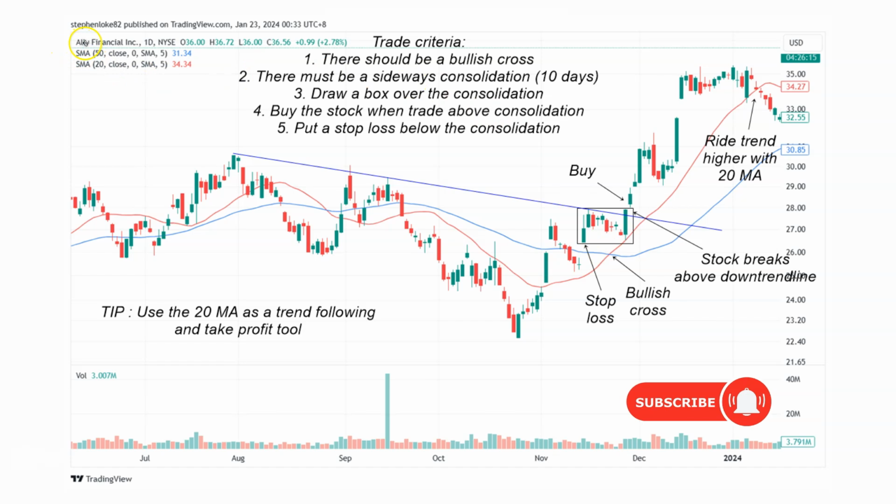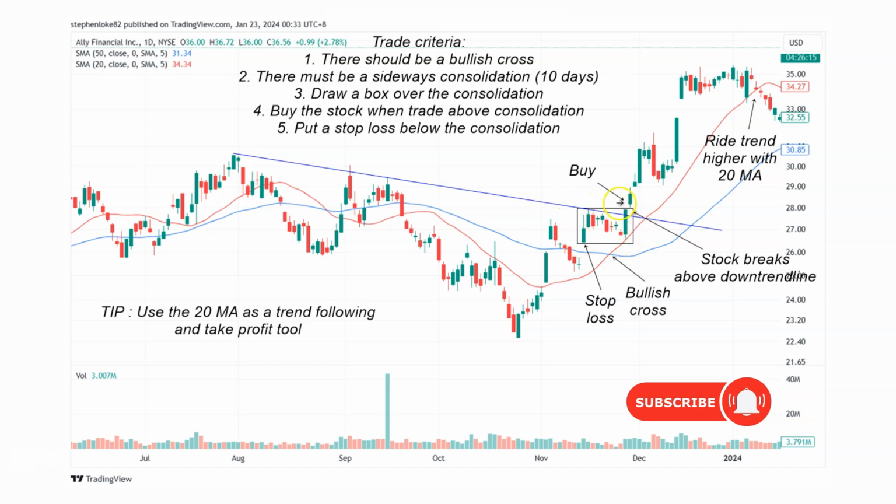This is the stock chart of Ali Financial. It is a daily chart. Remember, we are dealing with the daily chart, and there is a sideways consolidation. How many days? 1, 2, 3, 4, 5, 6, 7, 8, 9, 10. And we can draw a box over the consolidation.